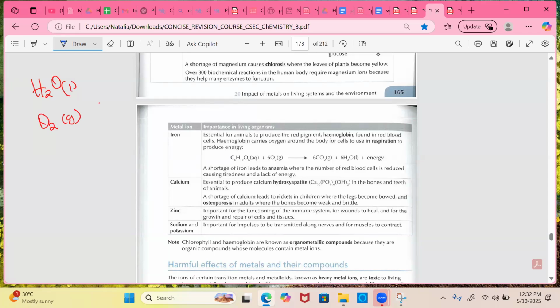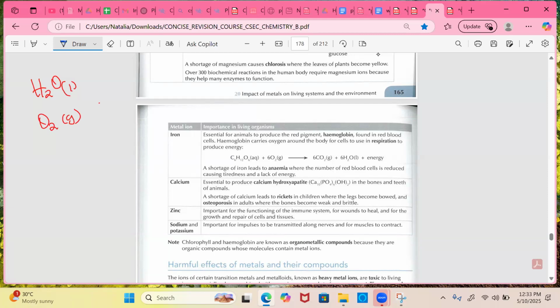So we have iron. Iron is essential for animals to produce the red pigment hemoglobin found in red blood cells. Hemoglobin carries oxygen around the body for cells using respiration to produce energy. Glucose reacts with oxygen to produce carbon dioxide, water and energy. A shortage of iron leads to anemia, where the number of red blood cells is reduced, causing tiredness and lack of energy.